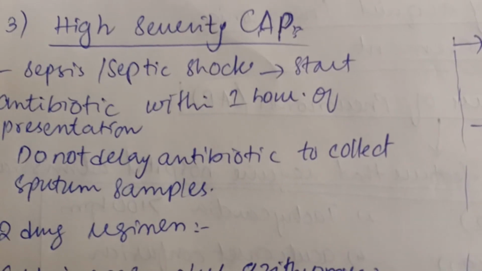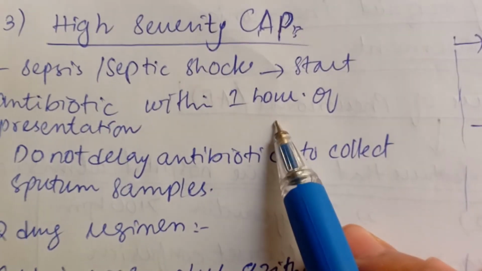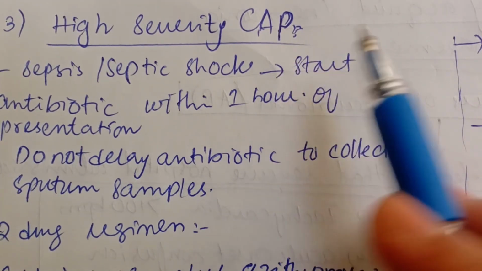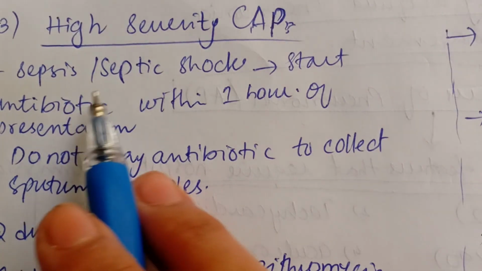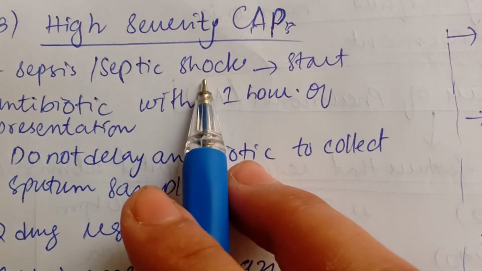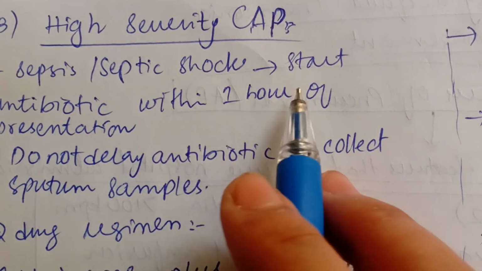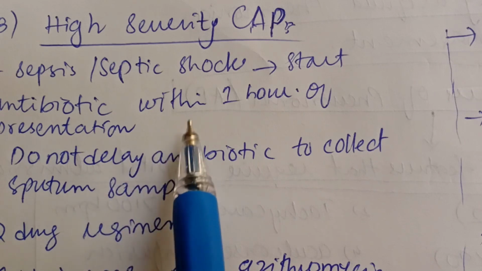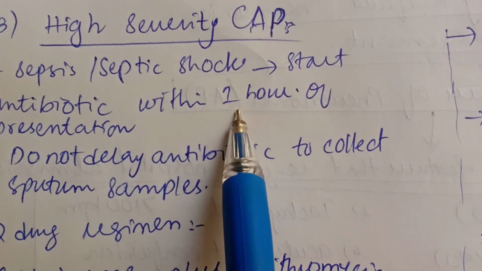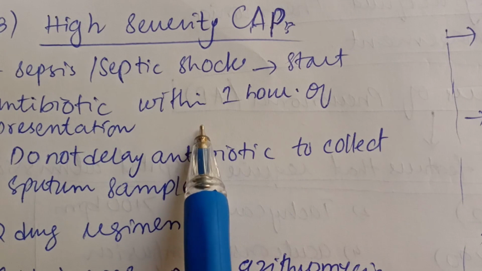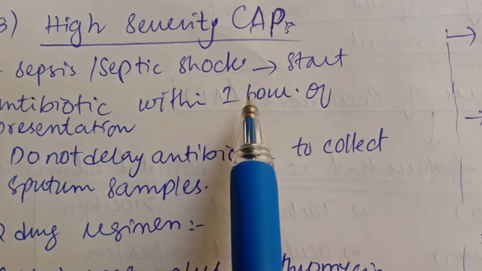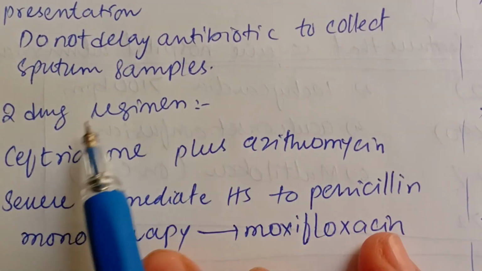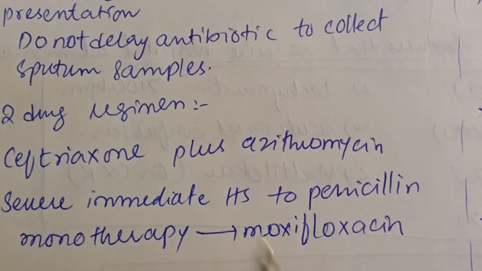Now coming towards the high severity community acquired pneumonia, that is very important. If the patient has high severity community acquired pneumonia, and if the patient also has signs of sepsis or septic shock, we are going to start antibiotics within the first hour of presentation. And we have to take two blood cultures immediately before the antibiotic administration. We also have to take sputum samples, but we do not delay antibiotics to collect the sputum samples.